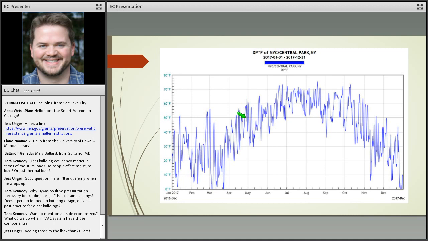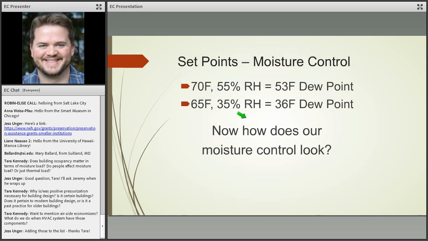Now, let's change to a slightly different model. What do we do? If we start thinking about our new conditions for preservation environments and thinking about where risk actually occurs, we discussed this ever so briefly last month. But thinking about that upper limit of 55% relative humidity and that lower limit of 35% relative humidity with a little bit of seasonal temperature change in there.